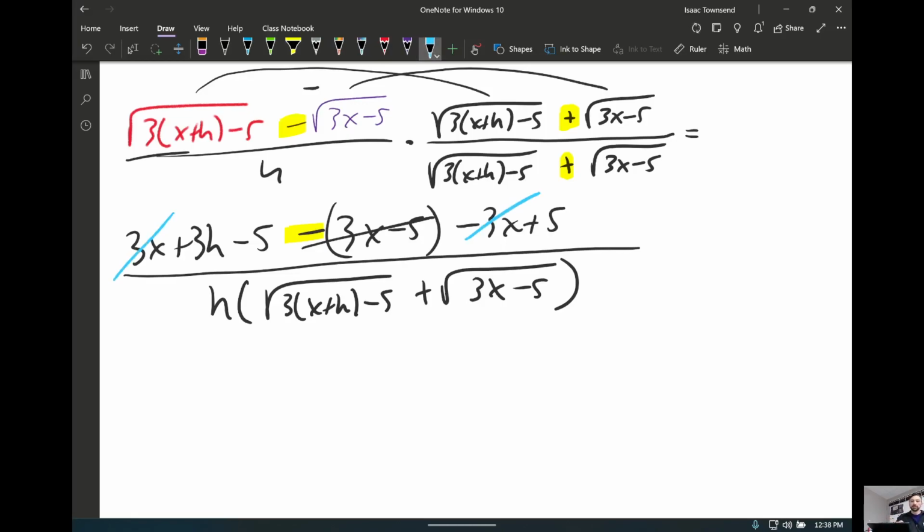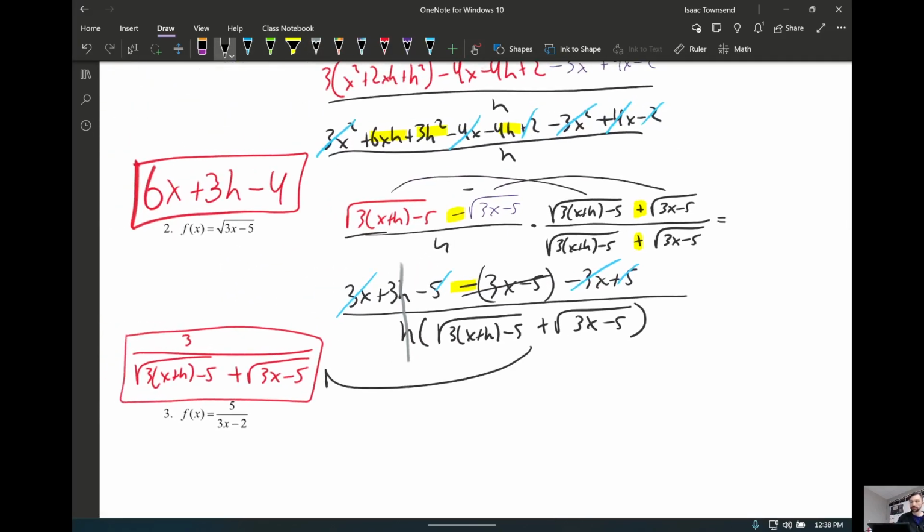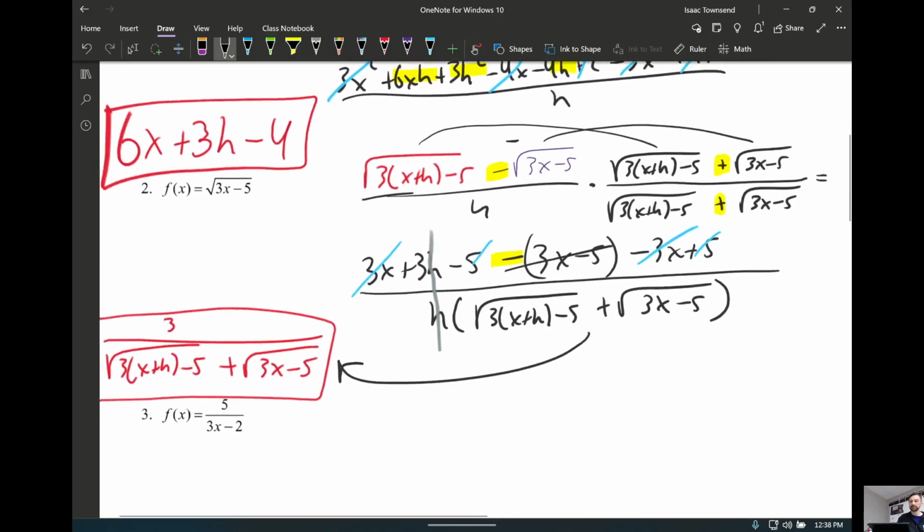Then combine your like terms. Plus 5 minus 5, 3x minus 5, 3x minus 3x. And then in the end, you might want to write it one more step before you go to your answer. But the only thing left in the numerator is 3 times h. The only thing in the denominator is h times this mess of stuff. So h is a factor and h can cancel out. Which is where I came up with that as an answer.